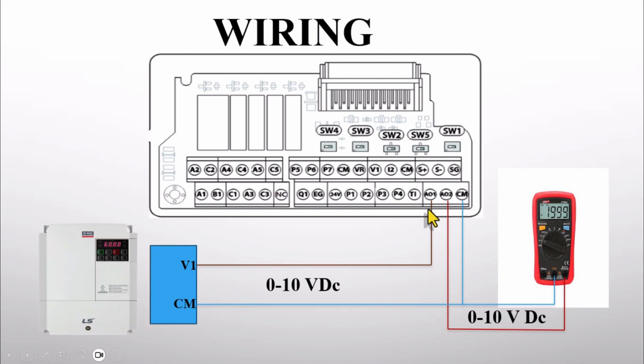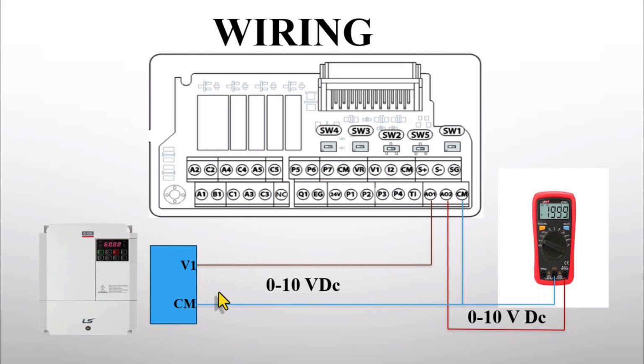Or for example, I want to use the analog output of this H100 inverter and connect it to the analog input of the S100 inverter. I need to connect one end to AO1, meaning the voltage output, and connect it to the analog input of the S100 inverter. So I should connect V1 and the common terminal, which is CM, to the CM pin, and that's how the wiring is done.